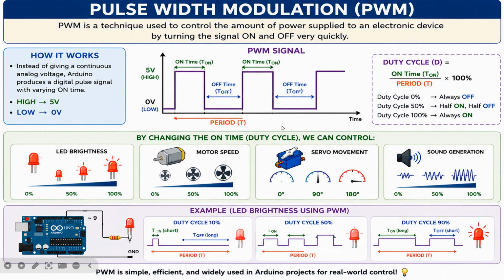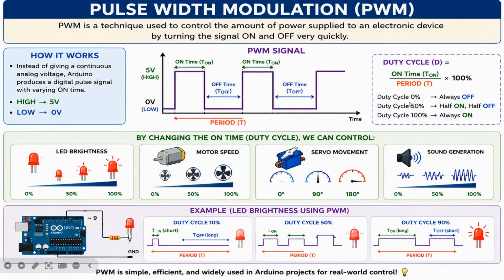Now here you have something called the duty cycle. So duty cycle D is the on period, that is T on, divided by the period, which is this complete cycle for which the signal is on and off, multiplied by 100%. That will give you the duty cycle.